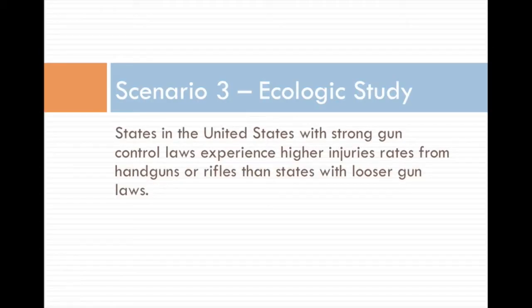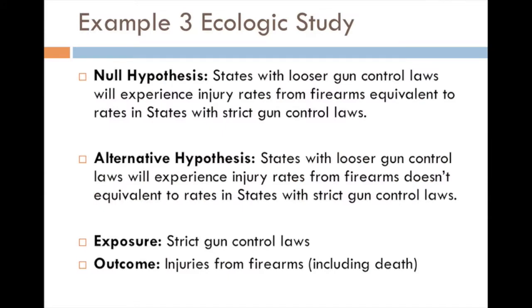Scenario 3 will discuss how to get ecological sample sizes. This scenario asks if states in the United States with strong gun control laws experience higher injury rates from handguns or rifles than states with looser gun control laws. First, let's outline the hypothesis, exposure, and outcome of this study.